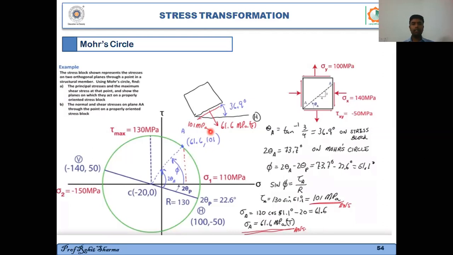And what does positive mean in this case? Positive means the shear stress will rotate the face in a clockwise direction. The face on which the shear stress is acting, it will try to rotate that face in a clockwise direction, right? So this shear stress will try to rotate this face in a clockwise direction. So this is the direction of the shear stress, right?